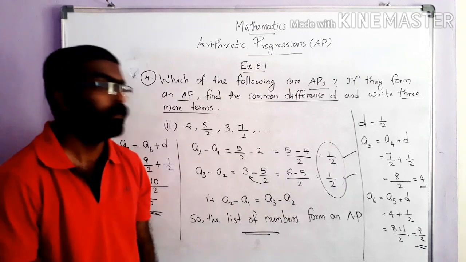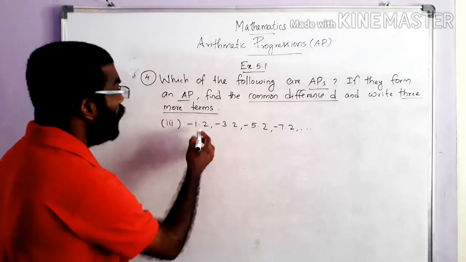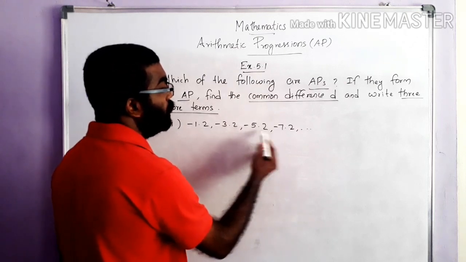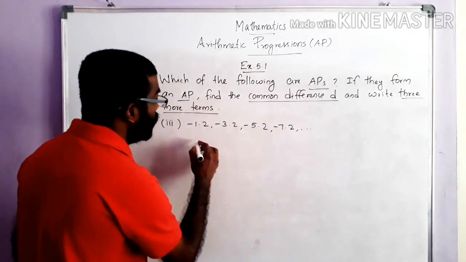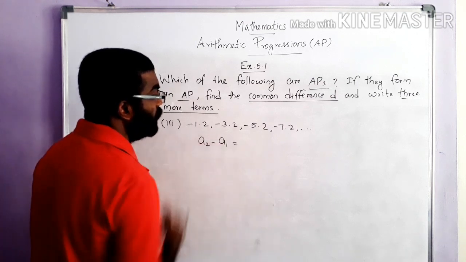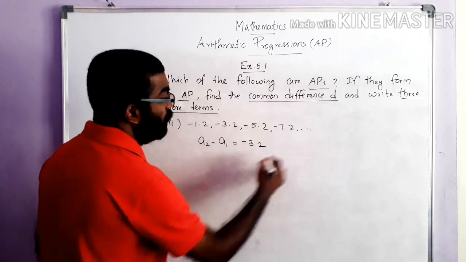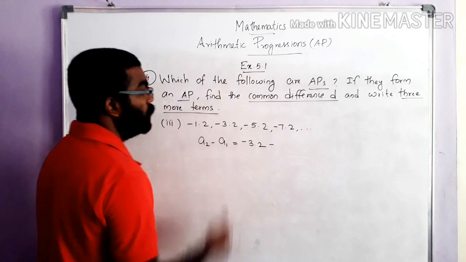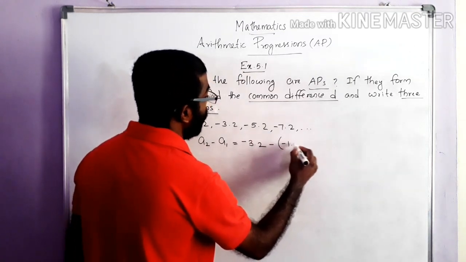Is that clear? Now we move on to the third sub question, and it is minus 1.2, minus 3.2, minus 5.2, minus 7.2, and so on. Here also the same procedure. A2 minus A1, second term minus first term. Second term here is minus 3.2, this one. Then minus A1. A1 here is minus 1.2, so we can put a bracket, minus 1.2.